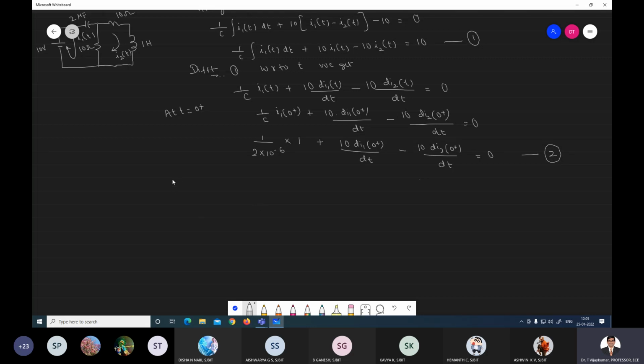Next you apply KVL for loop 2. When applying the KVL for loop 2, we can write it as 10 into I2 of t plus 1 into di2 of t divided by dt plus 10 into I2 of t minus 10 into I1 of t is equal to 0. If we further simplify this, we can write it as 20 into I2 of t plus di2 of t by dt minus 10 I1 of t is equal to 0.